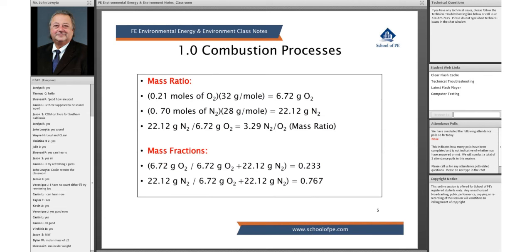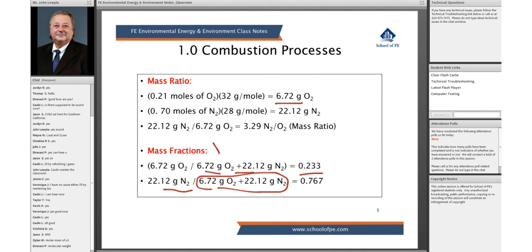We talked about the mole fractions. Then we're going to talk about the mass fractions here. We take 6.72 grams of oxygen. If you look overall, 6.72 plus 22.12 for the nitrogen, you get a mass fraction of 0.233 or 23.3% for oxygen. And the same thing in terms of mass fractions for the nitrogen. This is the total, divided into 22.2, so you get about 76.7.